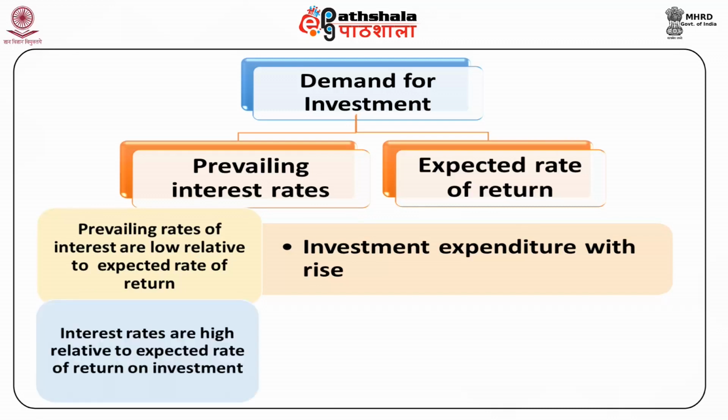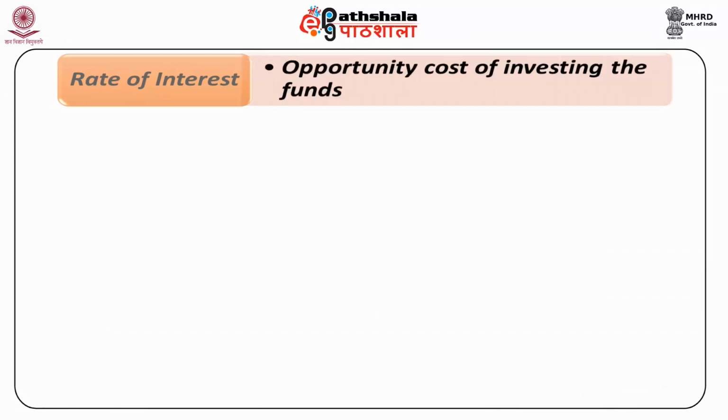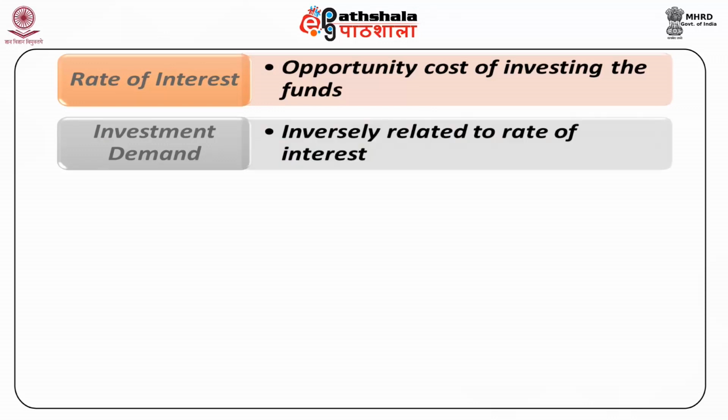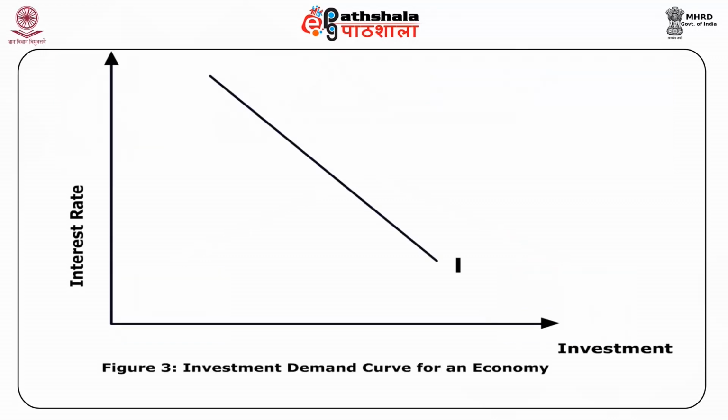If the interest rates are high relative to the expected rate of return on investment, then investment expenditure will fall. In this sense, the rates of interest are the opportunity cost of investing the funds. This indicates that investment demand is expected to be inversely related to rate of interest. In this respect, both Keynes and classical economists had a similar view. Let us understand this concept with the help of a diagram.